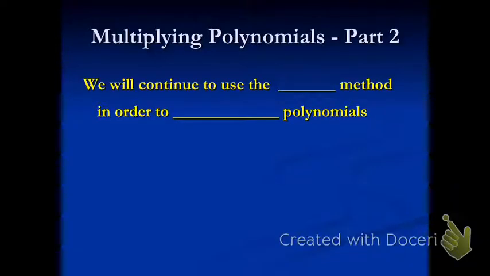Okay, we are going to continue with multiplying polynomials. This is going to be part 2 of our video series. There are 3 parts in total to multiplying polynomials because there are 3 different types, and some get a little bit more challenging, so we had to break it up. So here we go. We will continue to use the FOIL method in order to multiply polynomials.